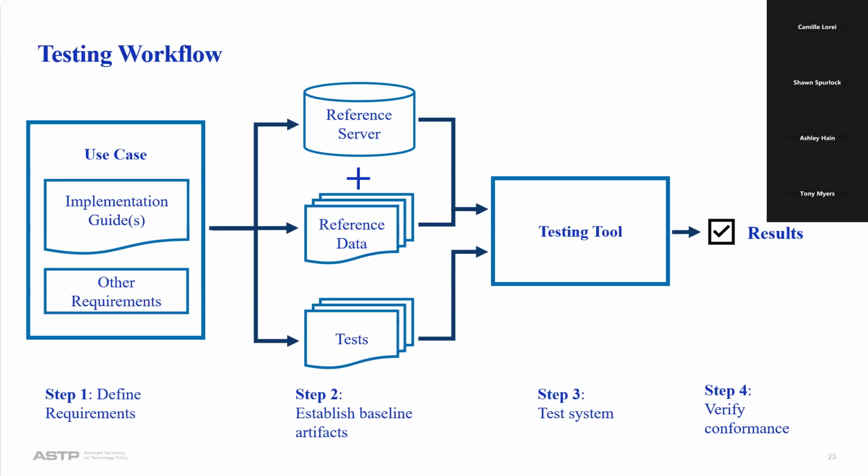And then last here is step four. The results of a test tool are output and then can be checked for various purposes, like certification program conformance, or as part of a system's development cycle to uncover things like software bugs and unexpected behaviors. Next slide.